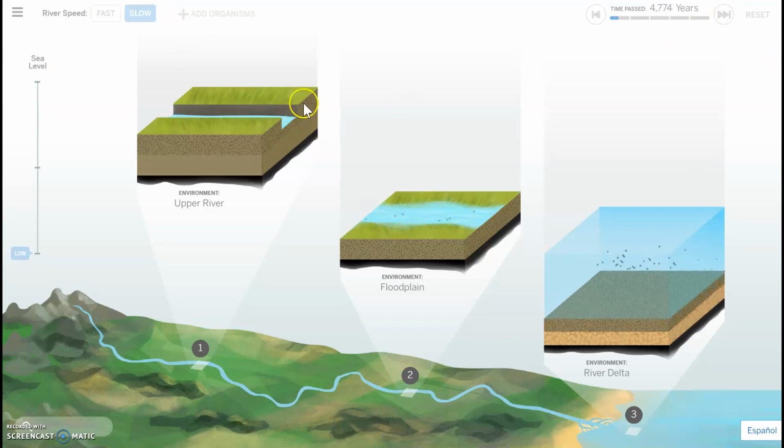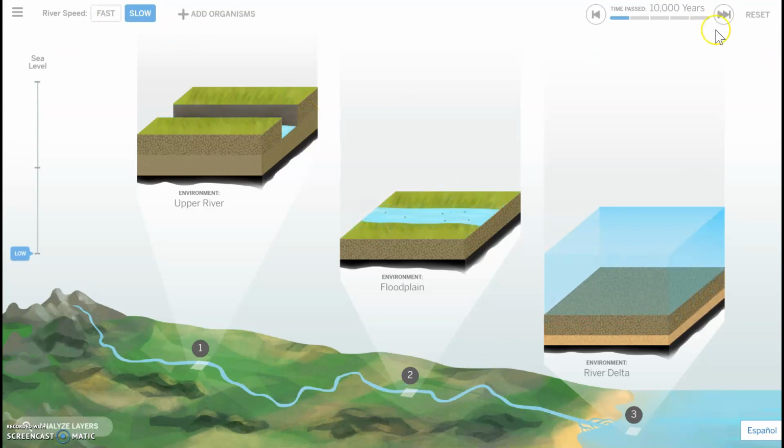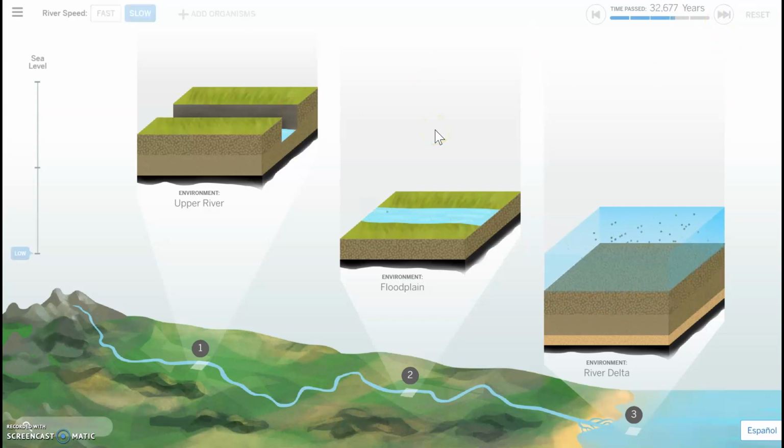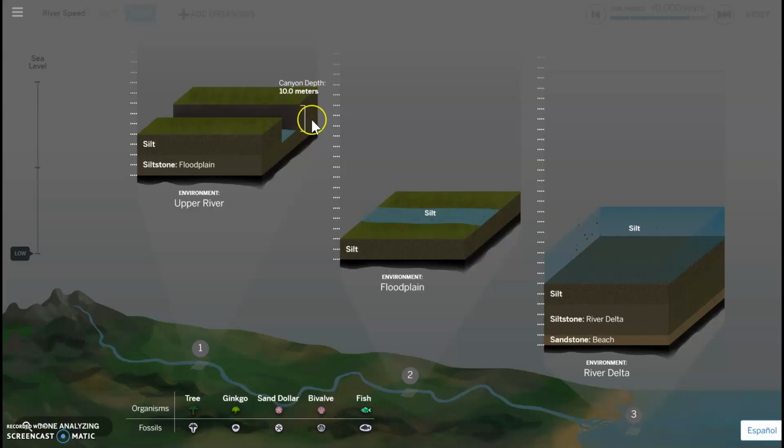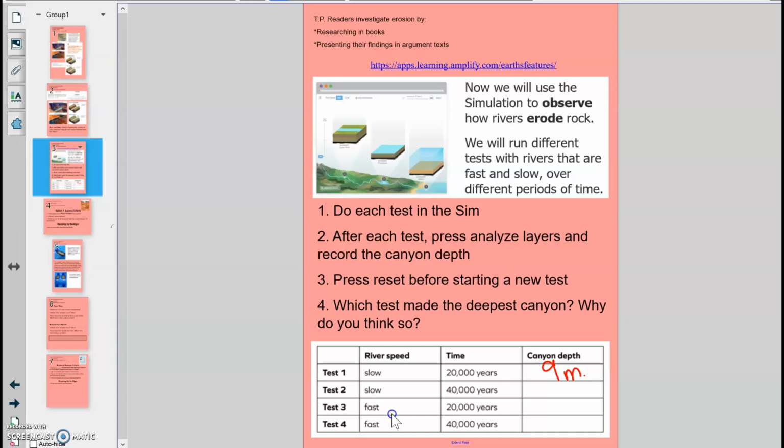Again, we see the erosion happening. So erosion is when the rock is broken down and moved to a new place. Okay, 30,000, and here is 40,000 years. So we'll click Analyze Layers. Oh, this canyon is 10 meters deep. So when we ran the time for longer, it seems like that made a deeper canyon. So I'm making a prediction that longer amounts of time increase the amount of erosion.